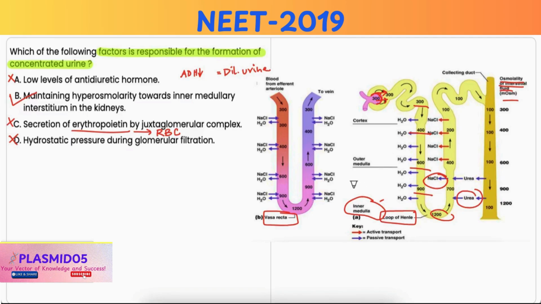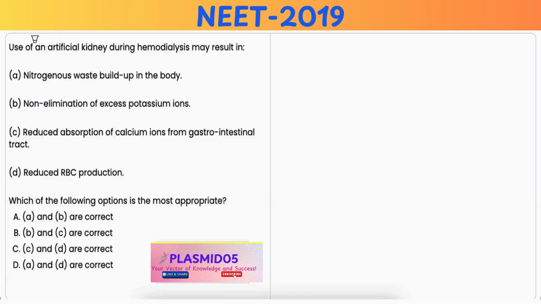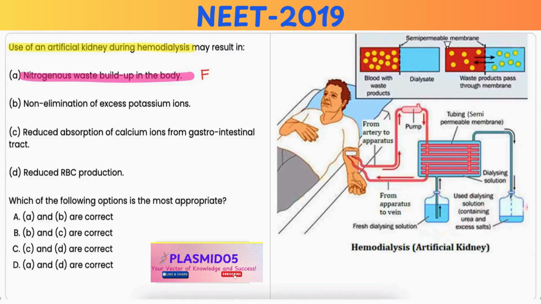In this question, you have to choose the option that represents the outcome of using artificial kidney during hemodialysis. Now, statement A, nitrogenous waste buildup in the body. This is not true. The purpose of hemodialysis is to remove nitrogenous wastes such as urea and creatinine from the blood. Therefore, using an artificial kidney during hemodialysis would not lead to the buildup of these wastes. Instead, it would help eliminate them.